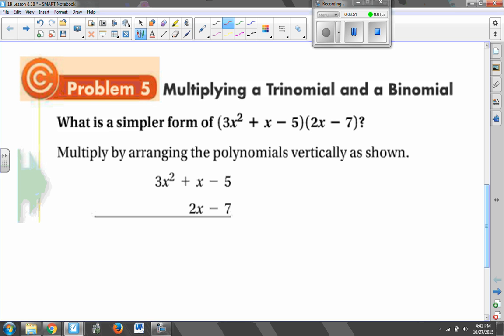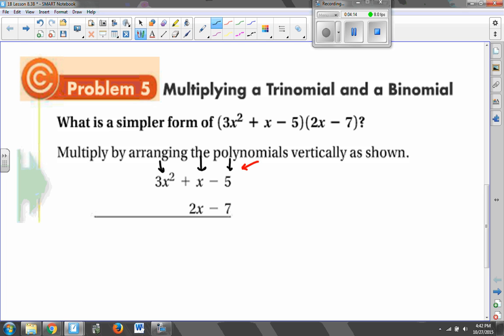So I'm going to put 3x squared plus x minus 5 up top here, and then 2x minus 7 underneath lined up. So you can see my like terms are lined up, right? Here is my 5 and my 7, there's my 2x numbers, and over here I don't have any x squareds in the second polynomial, so it's just 3x squared with nothing beneath it.